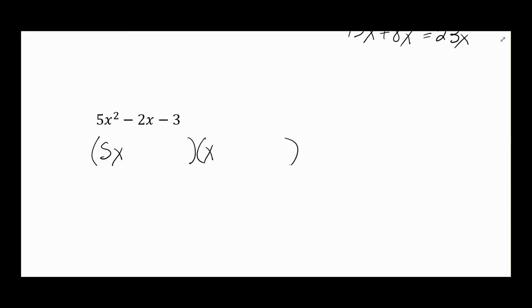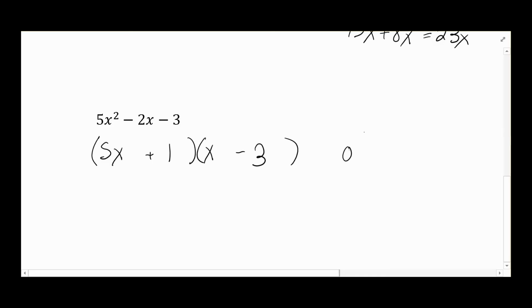Now I need to guarantee that the L portion of FOIL is correct. I need to multiply to be -3. So maybe I'll try +1 and -3. That multiplies to be -3. That's a reasonable guess. I've guaranteed the F is correct, because 5x times x is 5x squared. I've guaranteed the L is correct. 1 times -3 is -3.